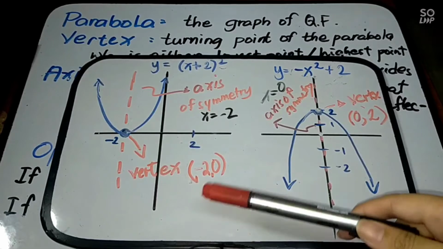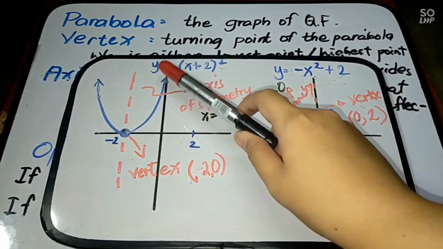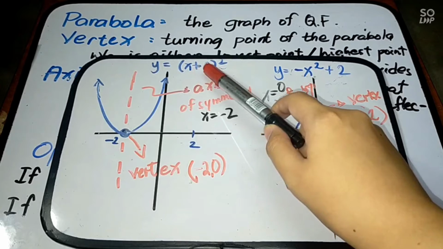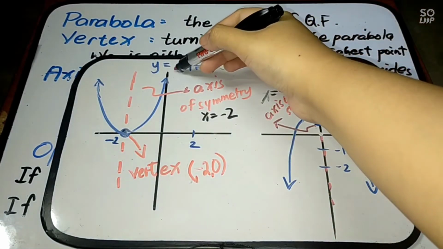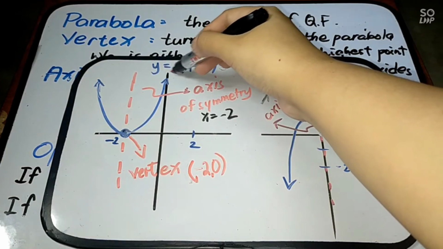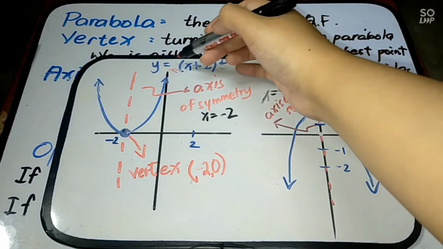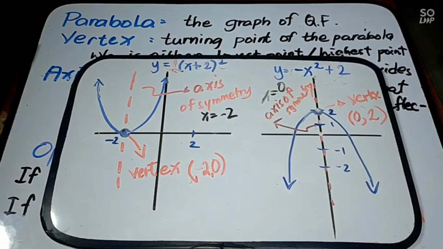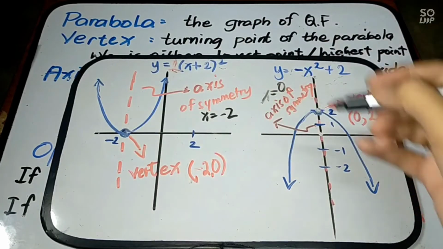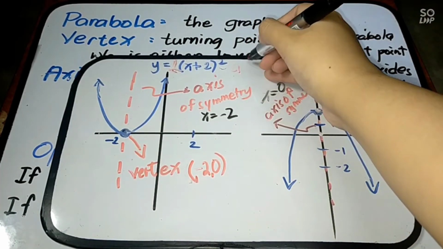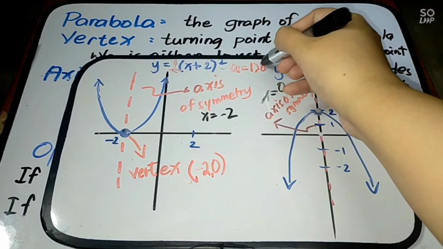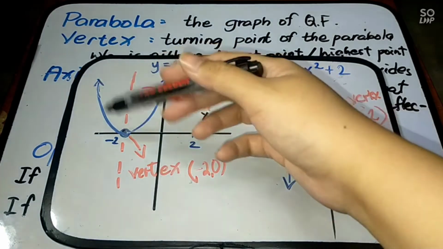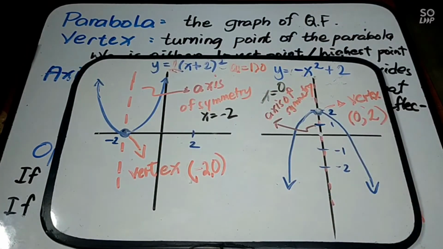As you can see in this figure, your equation here is y equals (x plus 2) squared. Where is your a? Your a is the number beside the x. As you can see, there is no visible number, so definitely the number is 1, an invisible 1. Is it clear? 1 is greater than 0. Therefore, your a here is positive 1, where 1 is greater than 0. Since it is greater than 0, it opens upward. That is it. How about this one?